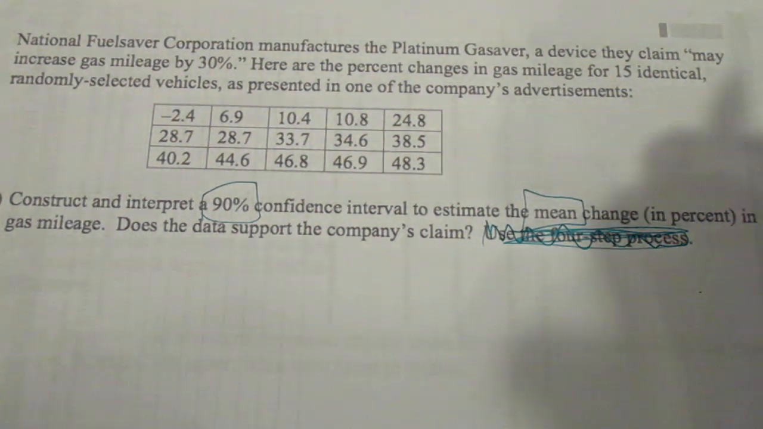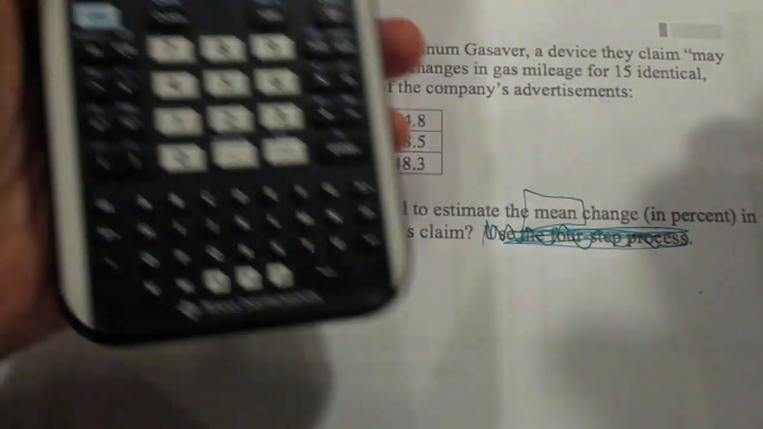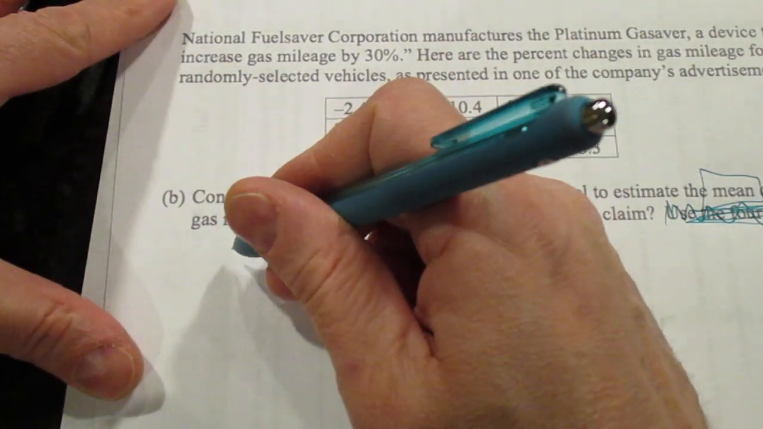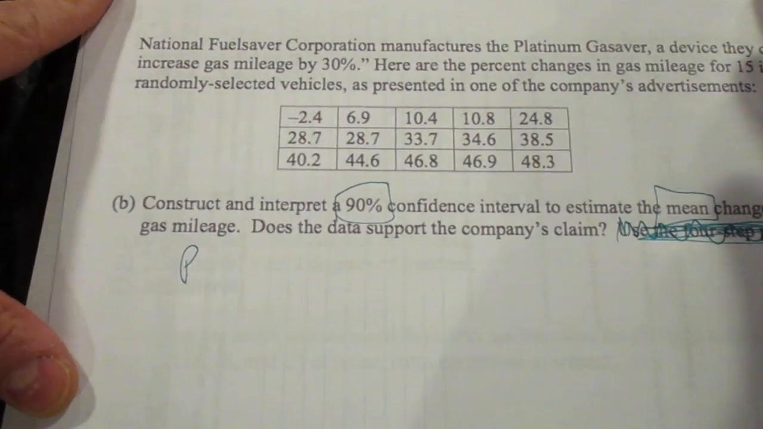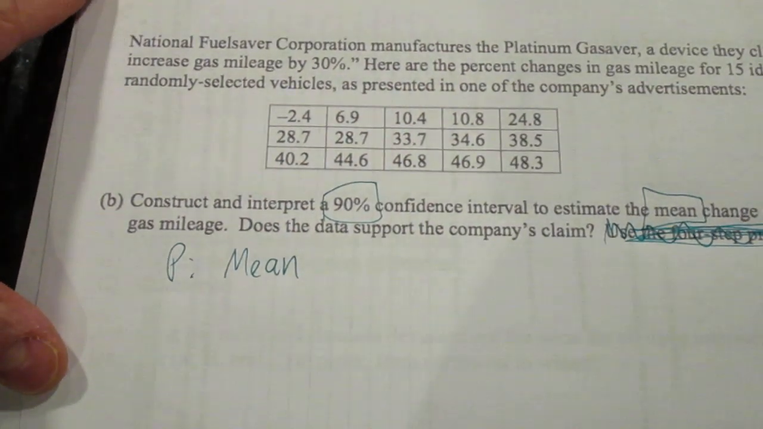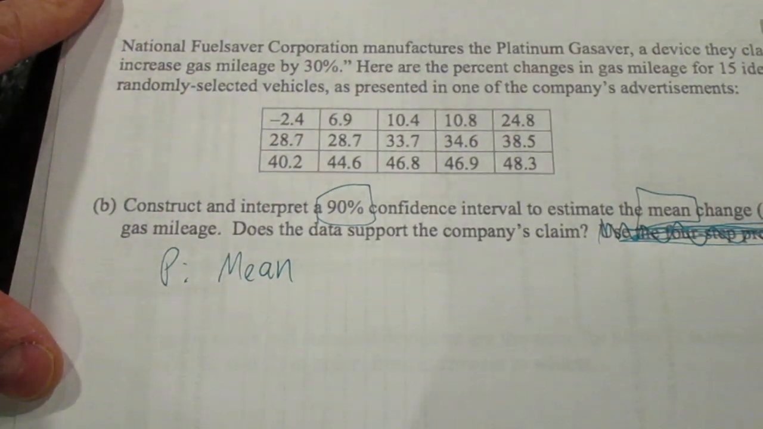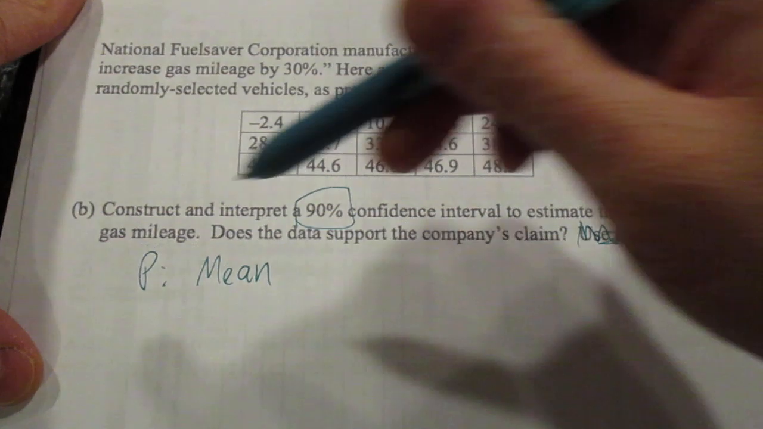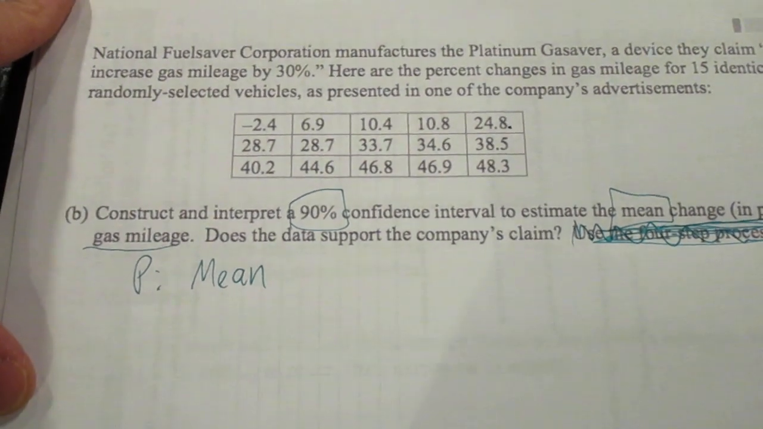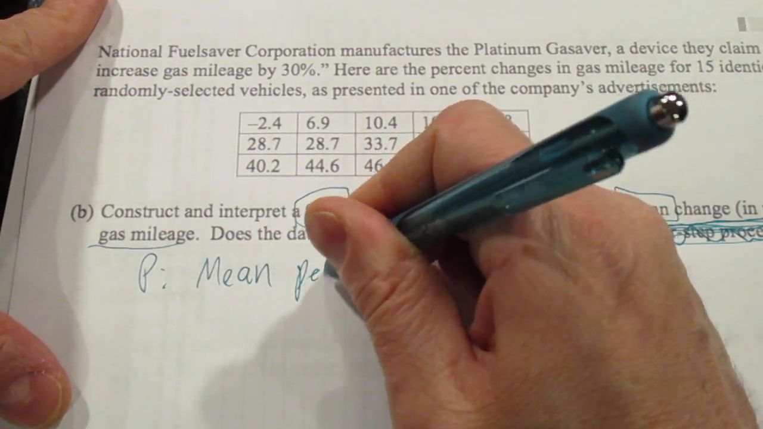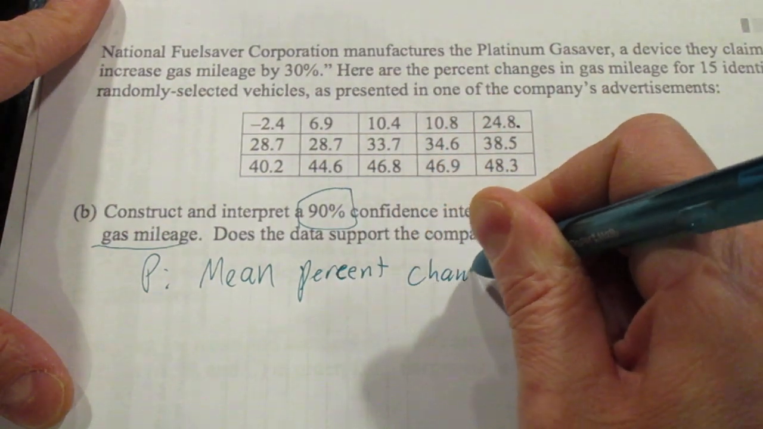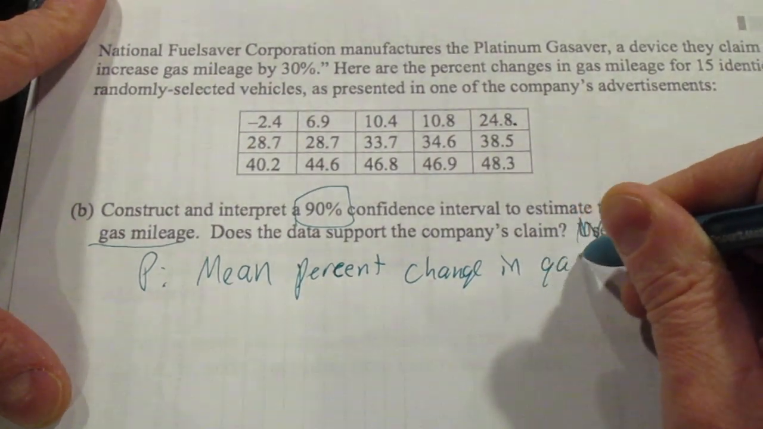So, all we're going to do is start with the problem. Now, usually you want to grab this thing first. Don't. You bums. Start with P. Parameter and population defined. We got a mean, and we're trying to figure out the mean. Where is it? There it is. Change in percent in gas mileage. Oh, that's the percent increase. Oh, I should have read the question, right? Mean percent change in gas mileage.